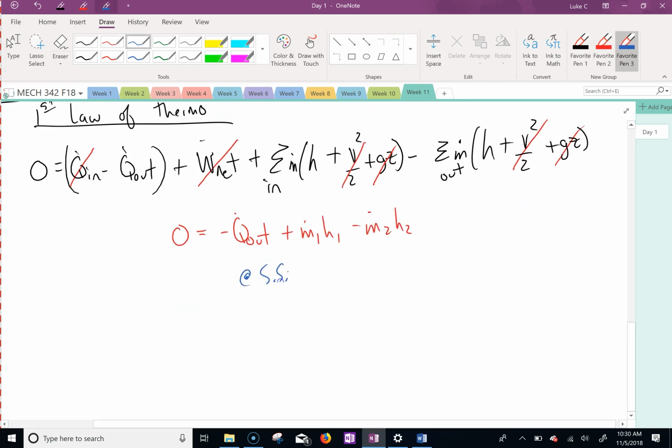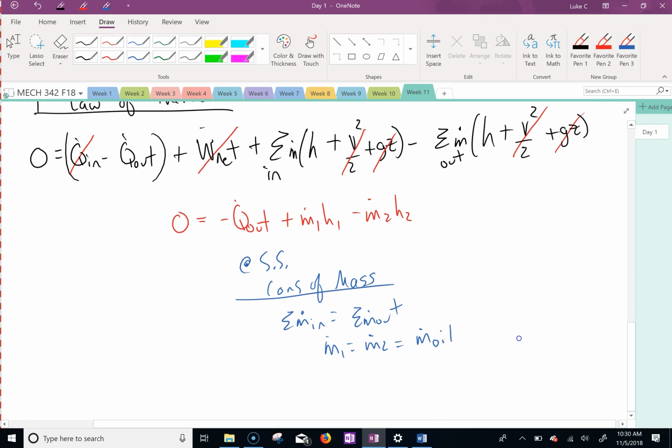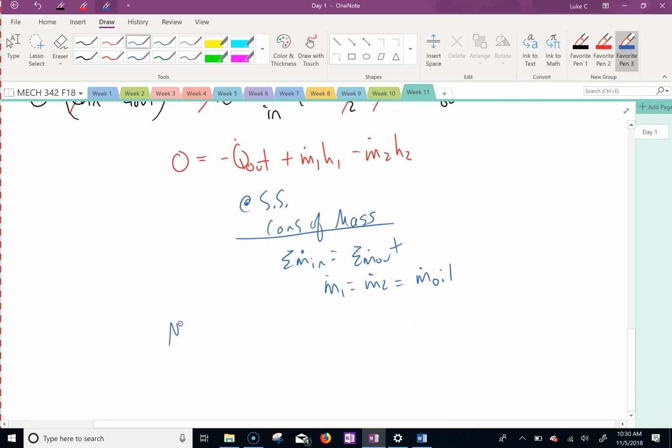At steady state, we know that conservation of mass, m dot in equals m dot out. We know that m dot 1 equals m dot 2, and we'll just call it m dot of the oil. And so now I'll rearrange it. Q dot out equals m dot (h1 minus h2).